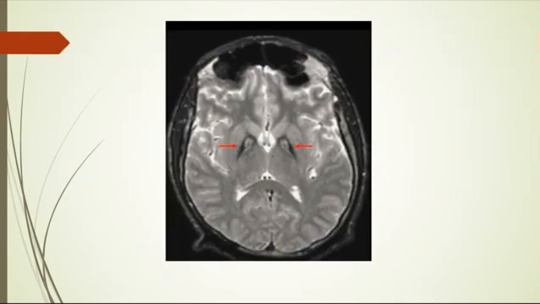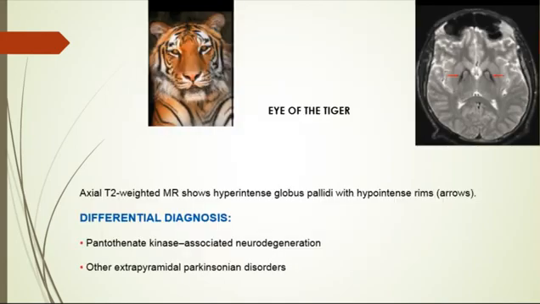Very characteristic sign. What is it? Eye of the tiger sign. Exactly. What does it indicate? It is Hallervorden-Spatz syndrome. Okay? Or what's called pantothenate kinase associated neurodegeneration, some sort of neurodegenerative disorder with a very long and very difficult name.